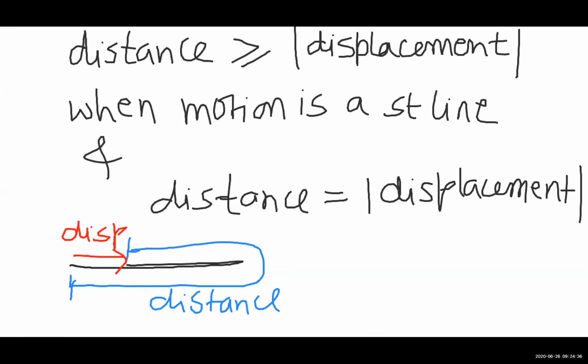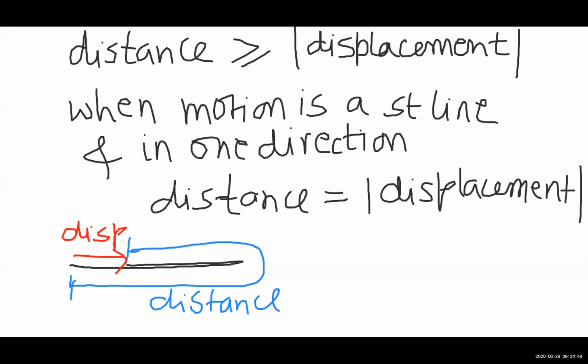So when motion is in a straight line and in one direction, that means reversal does not take place, right? You don't come back. Then the distance is equal to magnitude of displacement. Please remember this is important. What is not very important, but still.